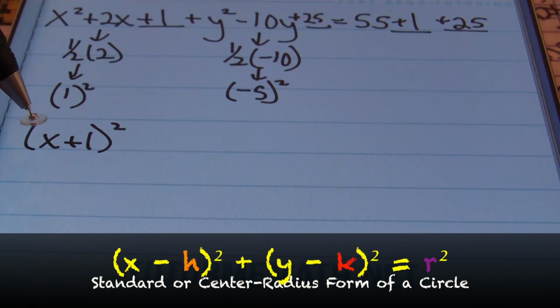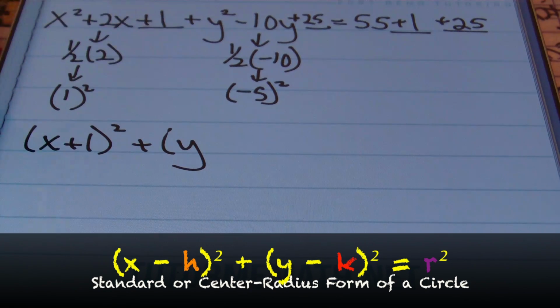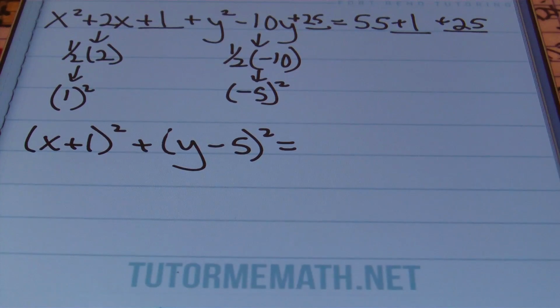You're going to have your variable x and whatever half of the middle term's coefficient was, which is the 1. That goes inside of your parentheses. When it comes to your y's, you'll have y and then what number? Exactly. The negative 5. It's half of your middle term's coefficient. So it's y minus 5 inside the second set of parentheses. And then on the right side, we'll be adding all of this together. So let's do just that.